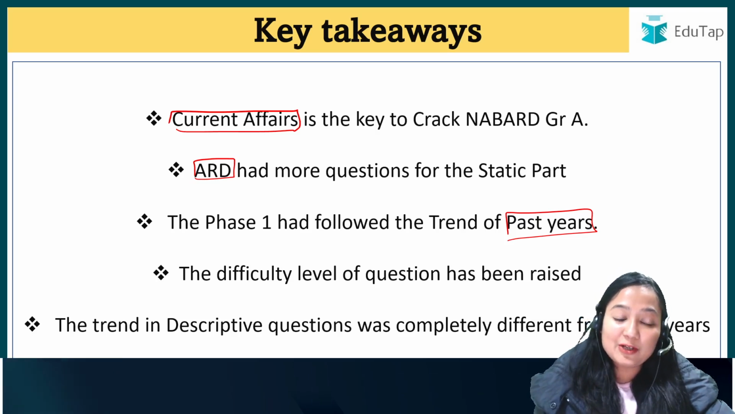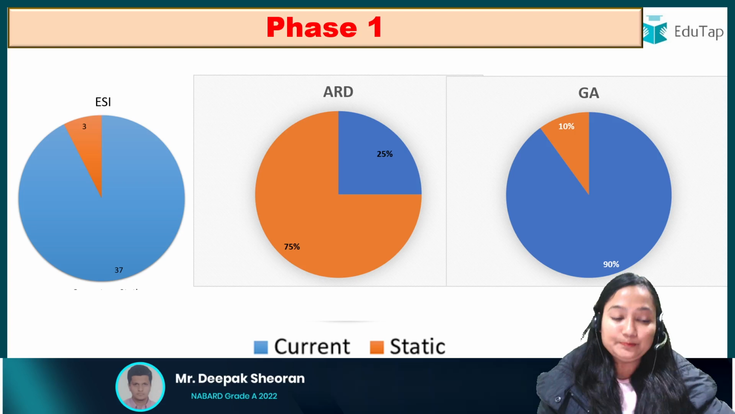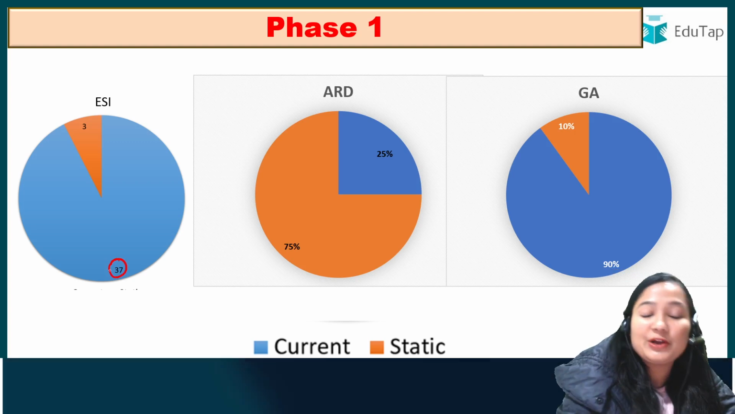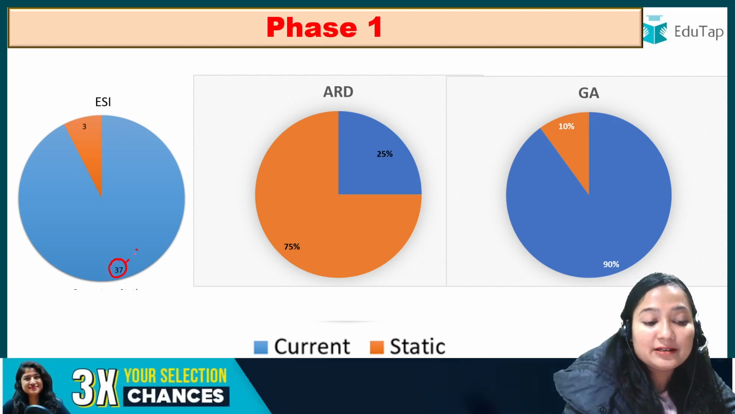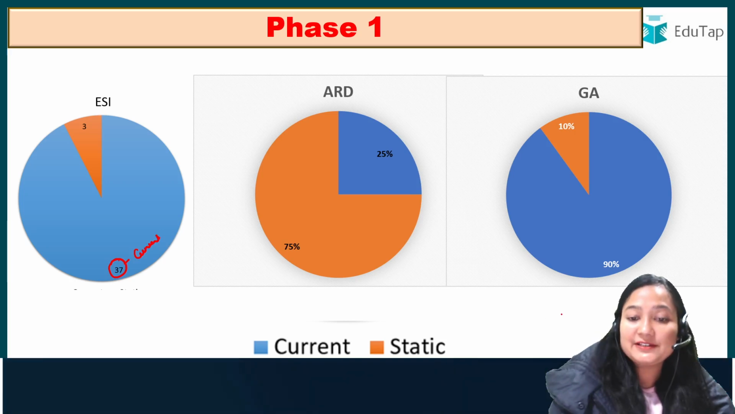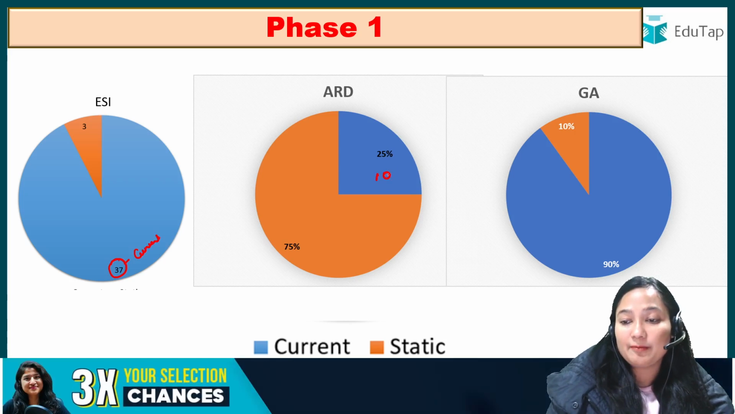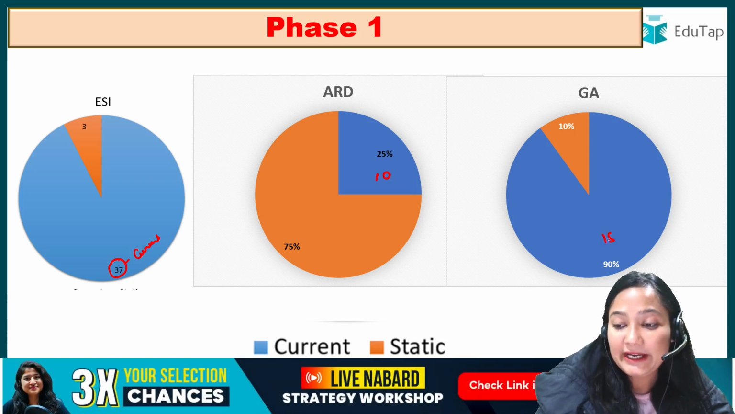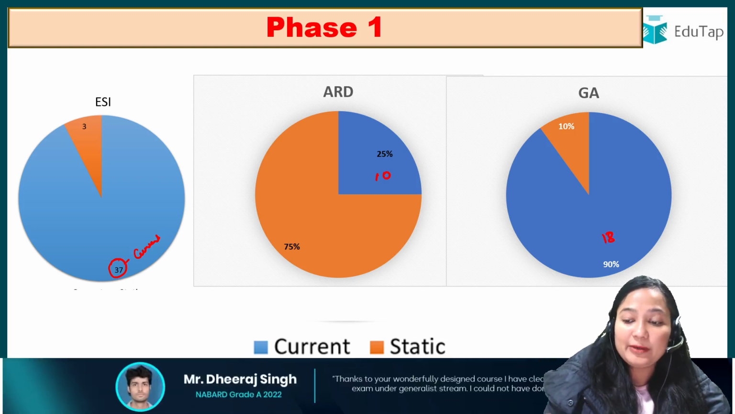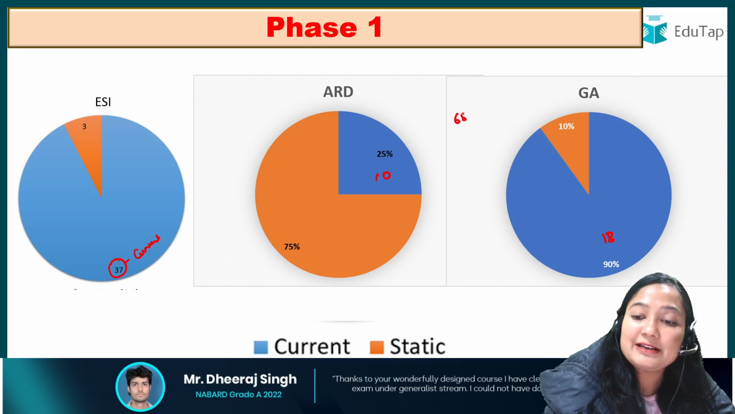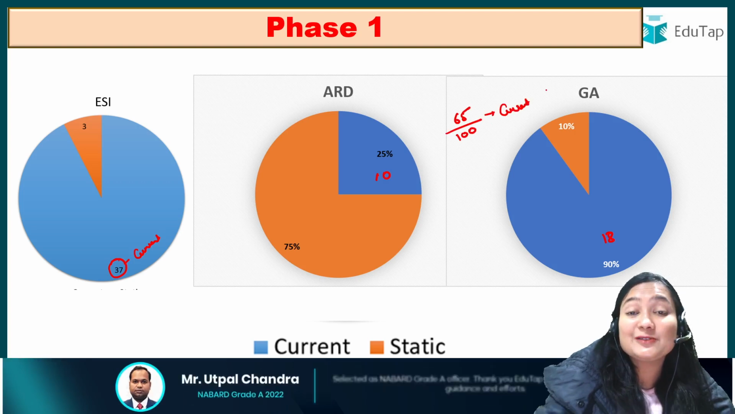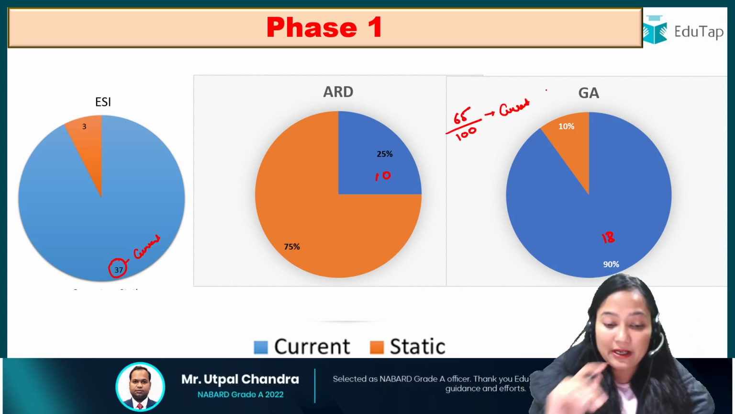So first, if I talk about the current affairs and the ARD part, this is the trend that we have seen. If I talk about ESI, 37 questions were from only the current part. In ARD, we have seen 10 questions were from the current part. In GA, we have seen 18 questions from the current part. If you calculate it all, you will see that around 65 questions out of 100 were only from the current part in phase 1. I'm only talking about phase 1 right now, so this you will have to see.